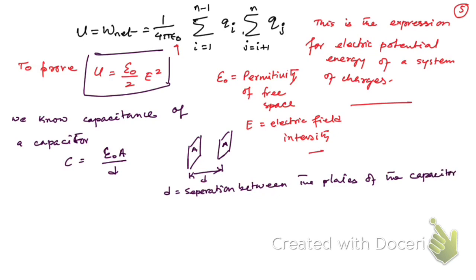And also we know that U is equal to Q square divided by 2C, right? Divided by 2C.